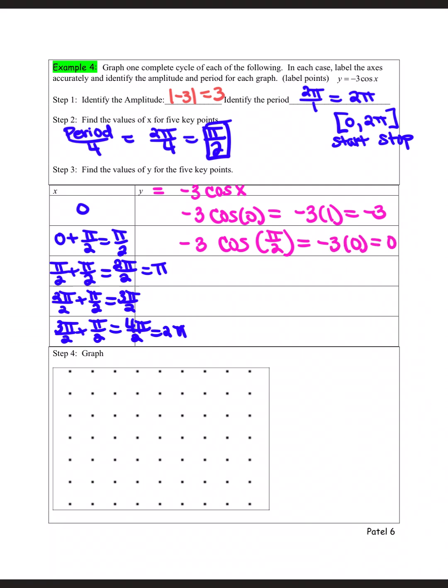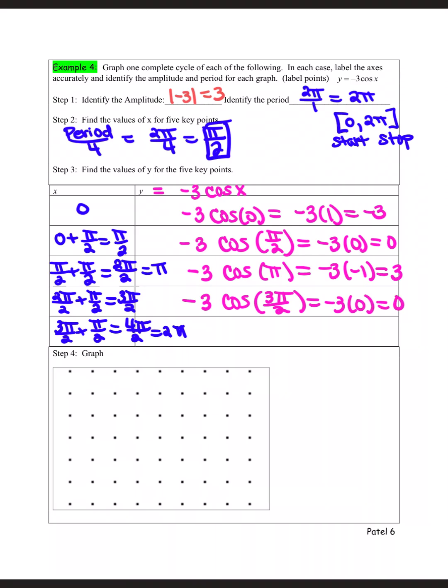I'm using the unit circle once again. Negative 3 cosine pi. Cosine of pi is negative 1. Negative 3 times negative 1 is 3. The next point, negative 3 cosine of 3 pi over 2. Well, cosine of 3 pi over 2 is 0, and negative 3 times 0 is 0. The next one, negative 3 cosine of 2 pi. Cosine of 2 pi is 1, and negative 3 times 1 is negative 3.